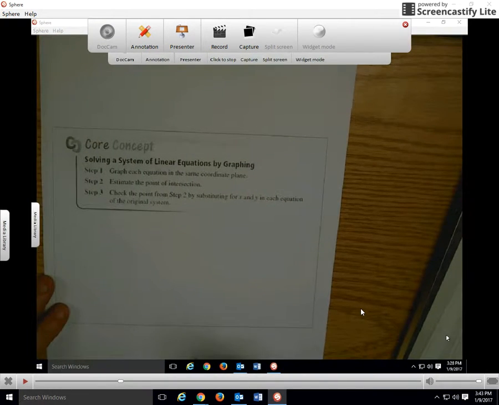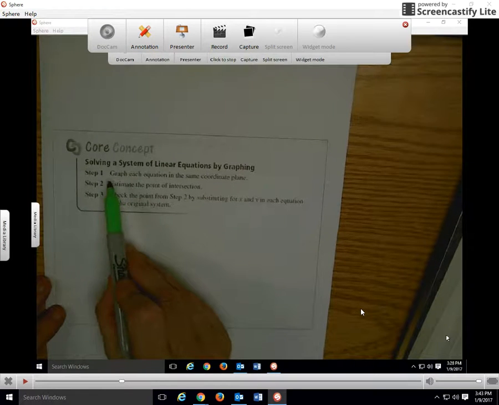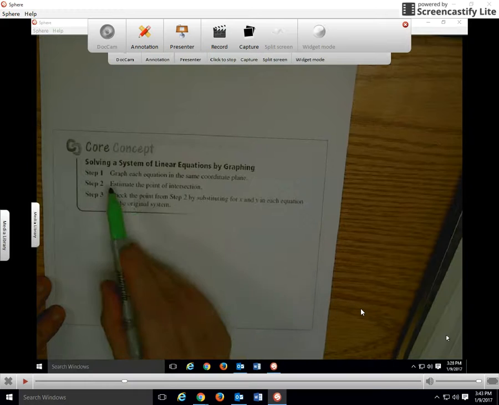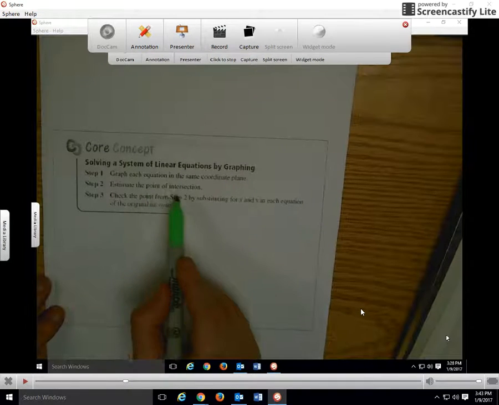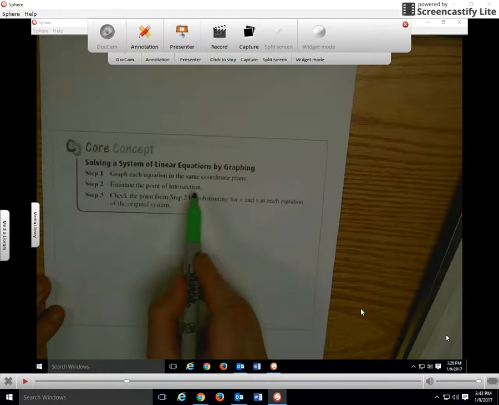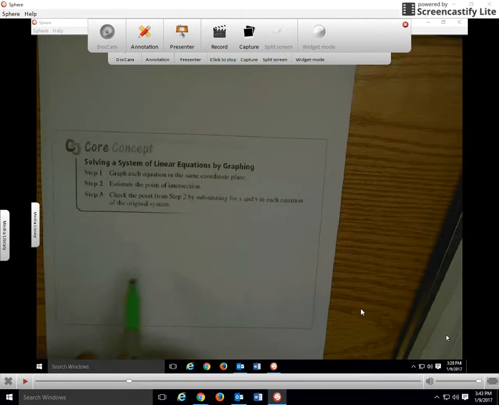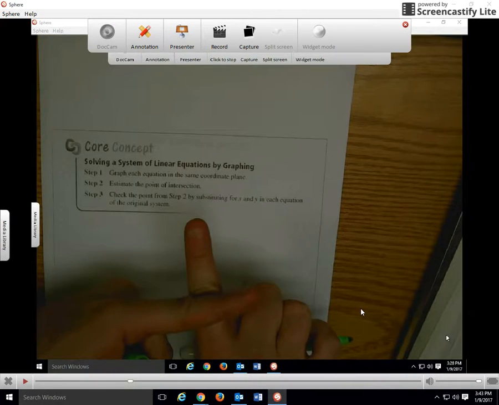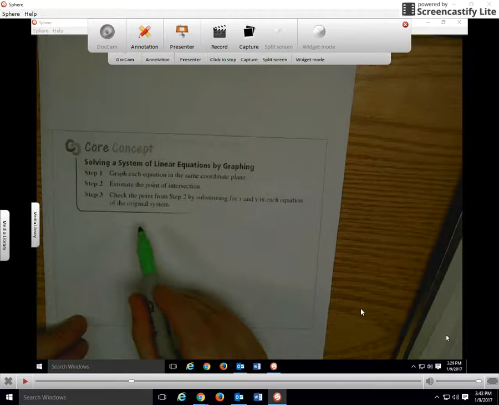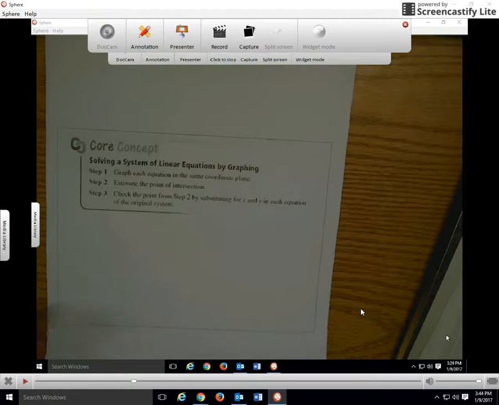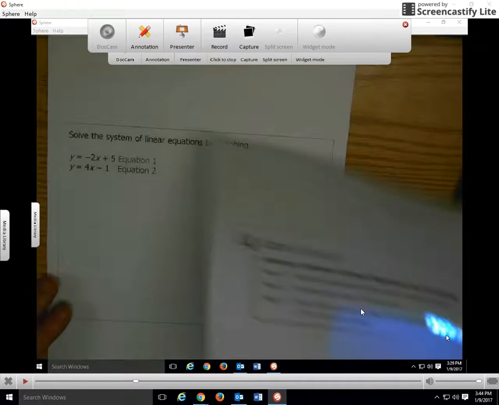Now, when we graph, solving a system of linear equations by graphing, the first step is to graph each equation. Well, that kind of makes sense, in the same coordinate plane. Second step is estimate the point that they intersect. And then third is check by substituting the answer into the original system. So let's do those 3 steps real quick.